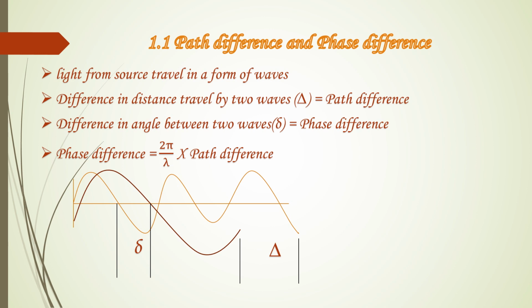So, it is symbolized by del. Similarly, the phase difference is the angle difference between the two waves. So, the relation between them is phase difference equal to 2 pi by lambda times the path difference. The path difference and the phase difference are clearly explained in the given figure.